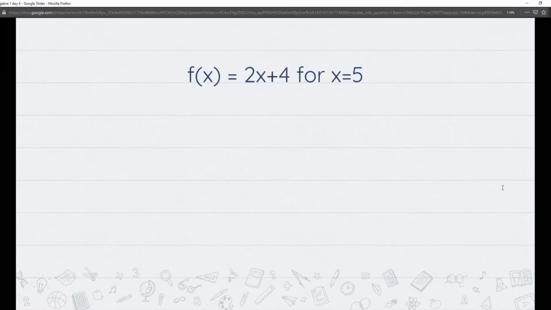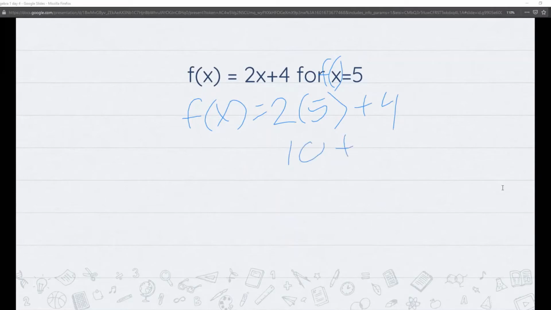So this is our last example. I actually wrote this one correctly, except I forgot the f and the parentheses. You would do the same thing. Parentheses 5 plus 4. 2 times 5 equals 10 plus 4, and this will equal 14. And this would be your final answer.